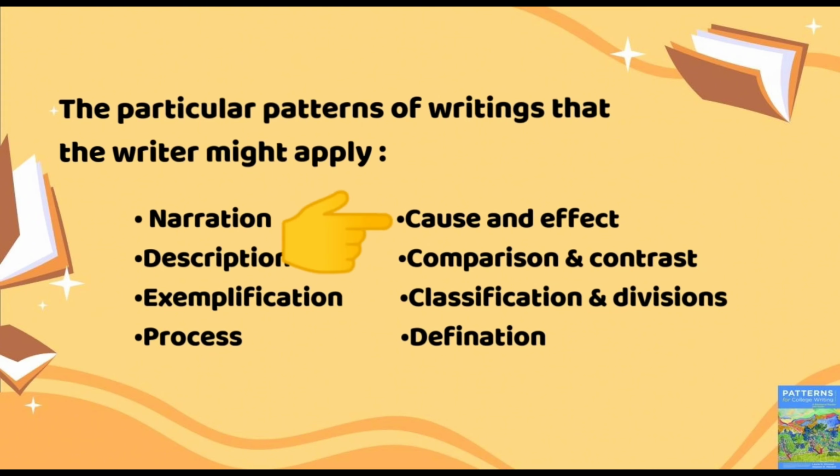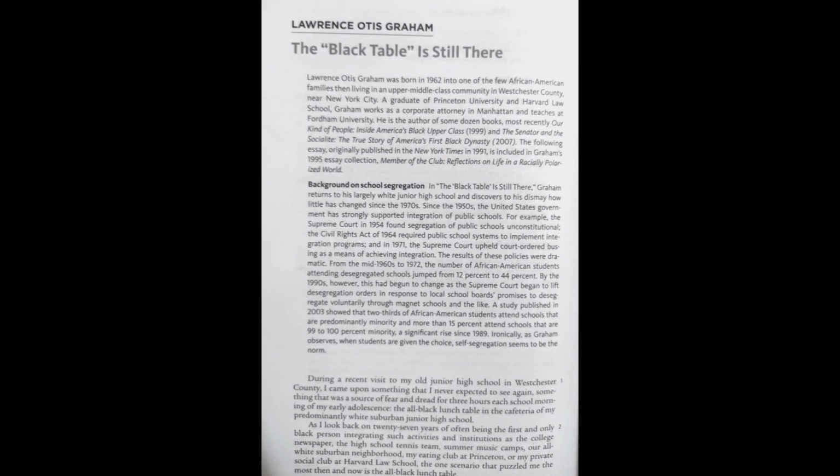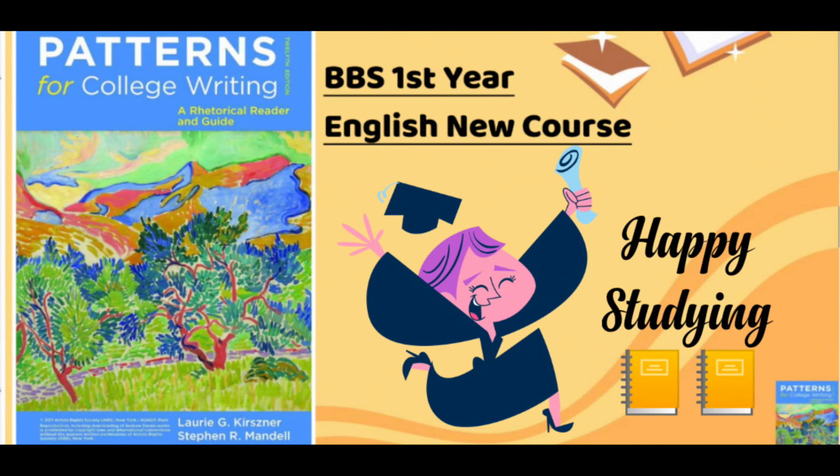As the fifth pattern, we have cause and effect. It talks about the causes behind certain happenings, to whom the incident may cause something, and what might be the effects of the causes. For instance, the book has provided The Case Against Air Conditioning by Stan Cox and The Black Table Is Still There by Lawrence Otis Graham. We will surely be discussing these essays in the upcoming videos as well.